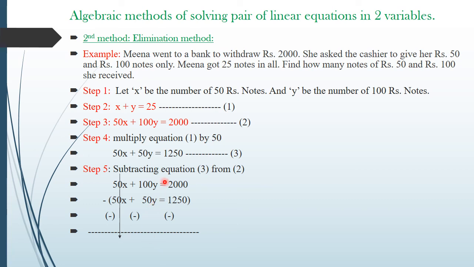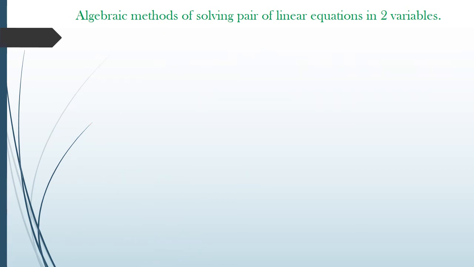After that we have 100y minus 50y. We will have plus 50y, that is equal to 2000 minus 1250. I have 750. By solving this, I get 50y is equal to 750. When I solve this, y is equal to 750 upon 50. So I will get the answer as y is equal to 15.